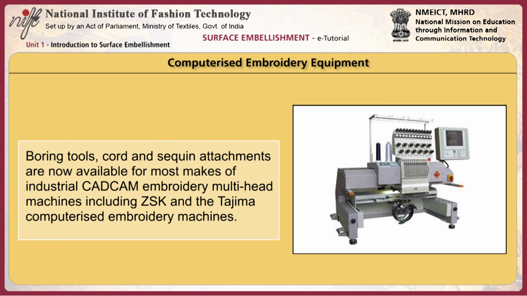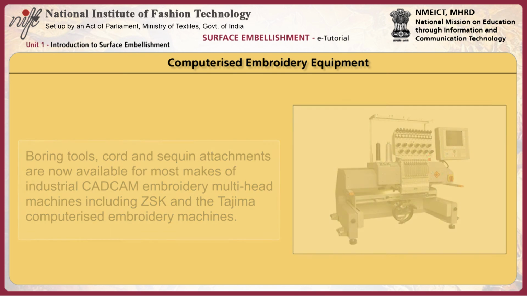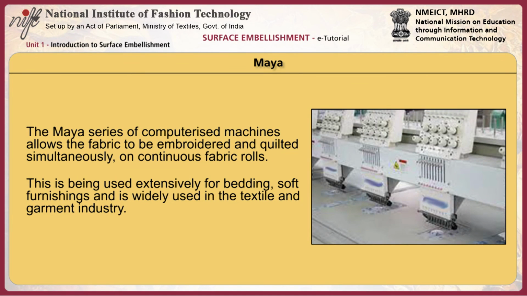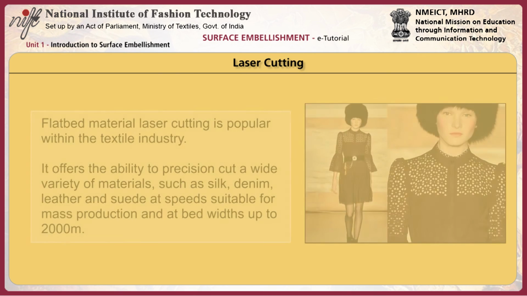Machines range from modular machines that are becoming more popular, such as a Melco machine with the capability of each head to work on separate designs. The series of computerized machines allows the fabric to be embroidered and quilted simultaneously on continuous fabric rolls. This is being used extensively for bedding, soft furnishings, and is widely used in the textile and garment industry.